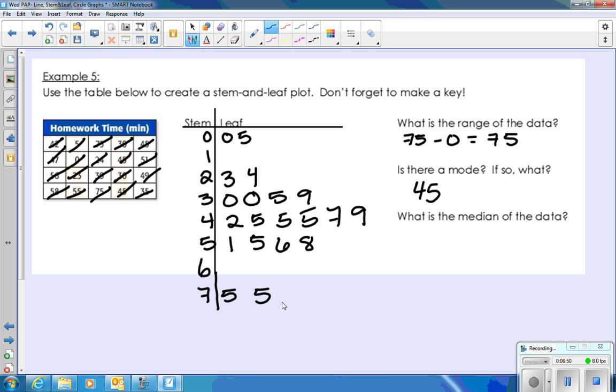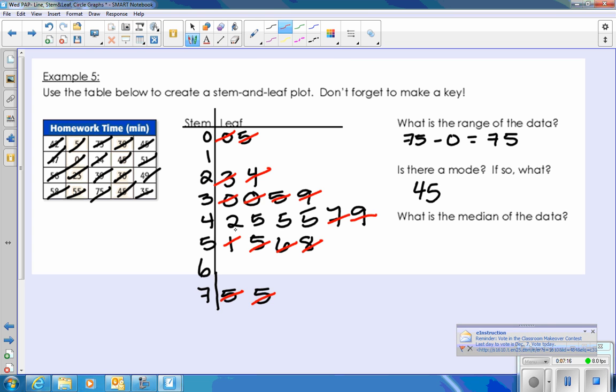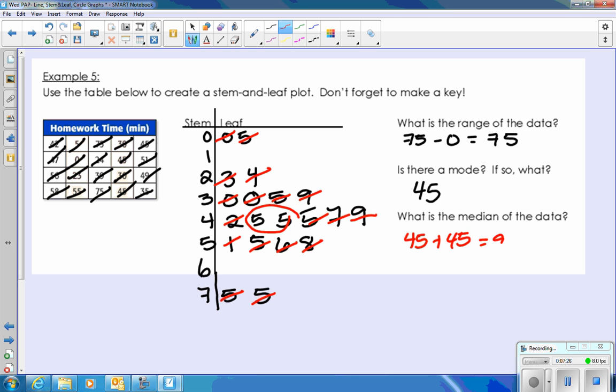The median of the data is a little bit trickier. You're going to want to start at the ends and start crossing off. 0 and 75, 5 and 75, 23 is next, 58, 24, 56, 30, 55, 30, 51, 35, 49, 39, 47, 42, 45, and now I have 2 in the middle. Please remember that this is 45 plus 45, which equals 90, and I'm going to divide that by 2 to find my median of 45.